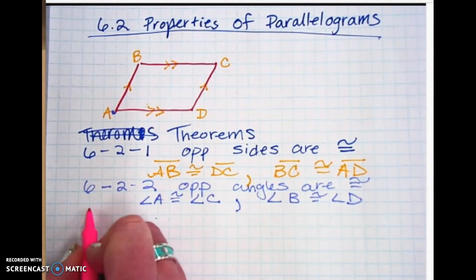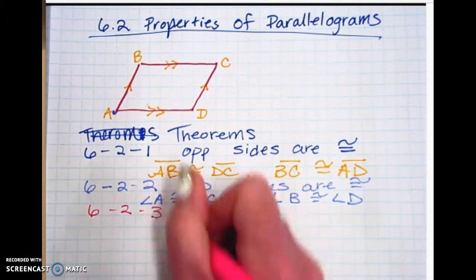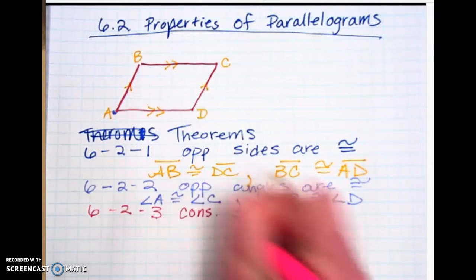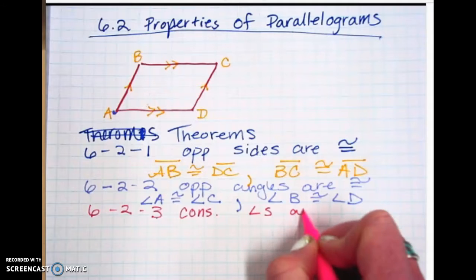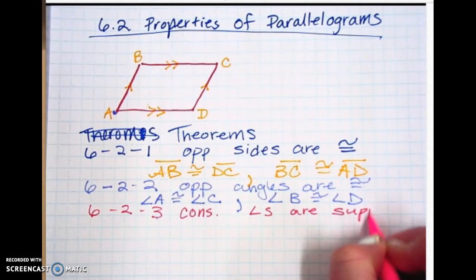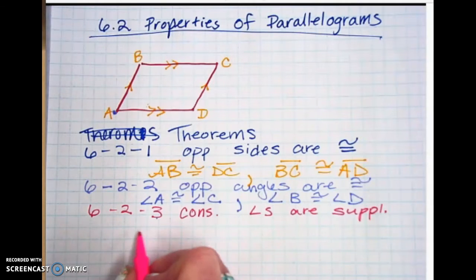All right, our third theorem. Chapter 6, section 2, third theorem. It's going to say that consecutive, and we're just going to abbreviate it C-O-N-S, consecutive just means one right after the other. Consecutive angles are supplementary. So if they're opposite each other, they're congruent. But if they're consecutive, one right after the other, then they're going to be supplementary. Who remembers supplementary from last semester? How many degrees is supplementary? That's complementary. 180. So that means they're going to add up to 180.